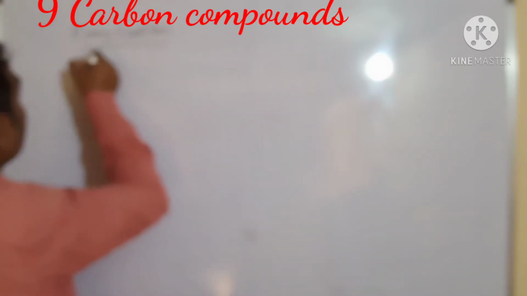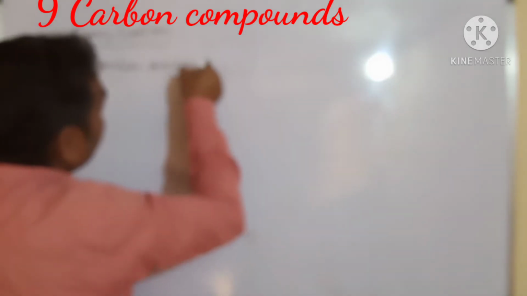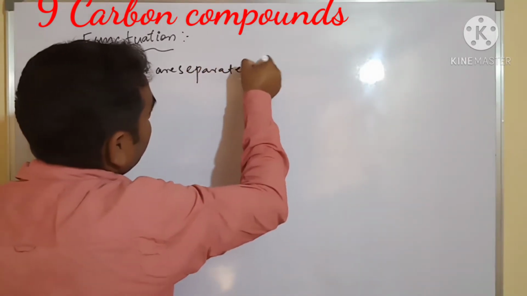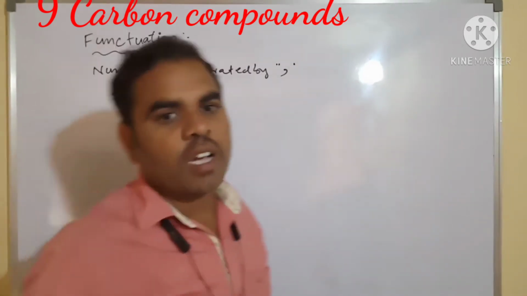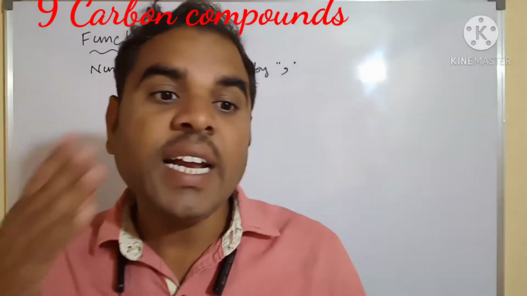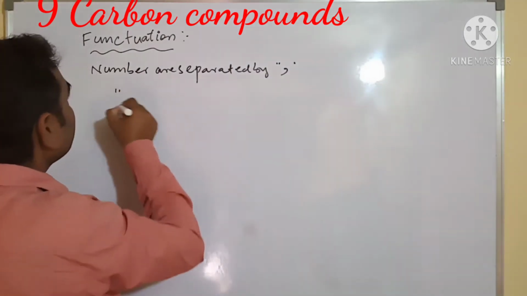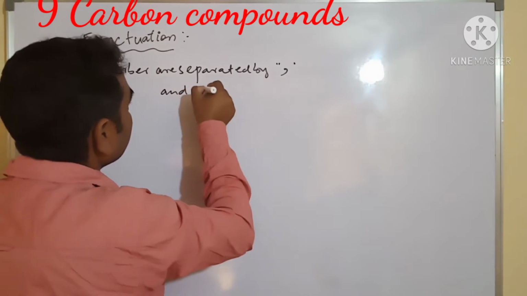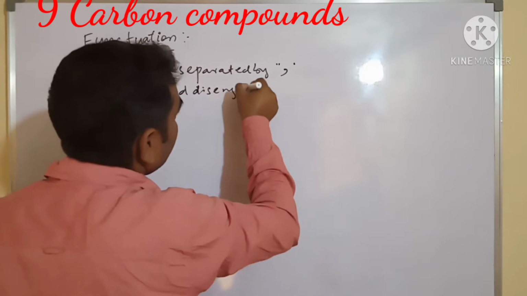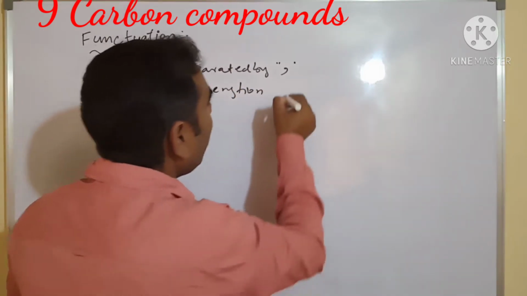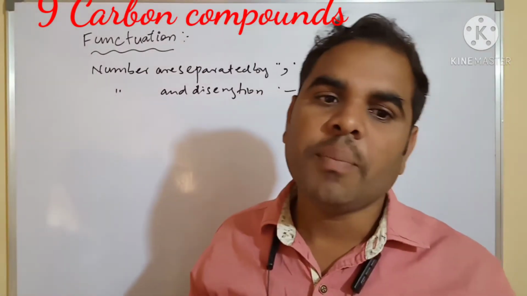Numbers are separated by commas. See this line, we have to keep the comma. And number and designation are separated by a hyphen. We have to keep the hyphen in between the number and the designation.